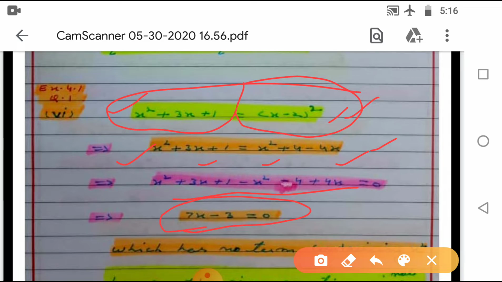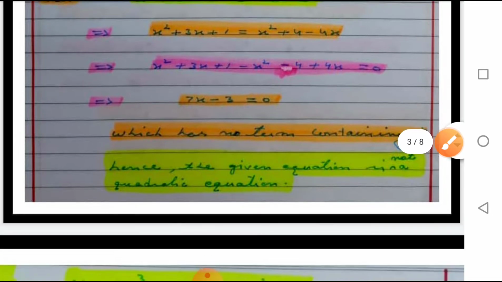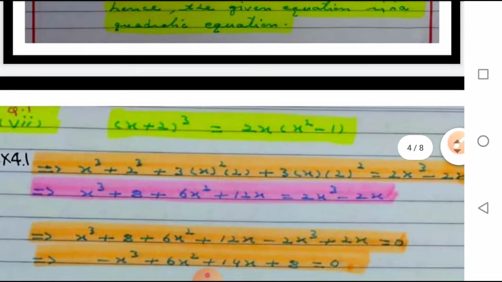This is 7x − 3 = 0, and in this equation we do not have any term containing x². So, this given equation is not in the form of ax² + bx + c = 0. So, the given equation is not a quadratic equation.